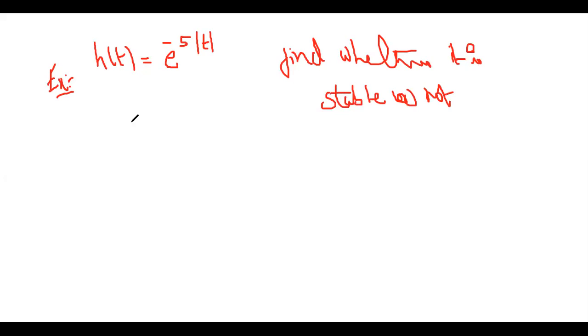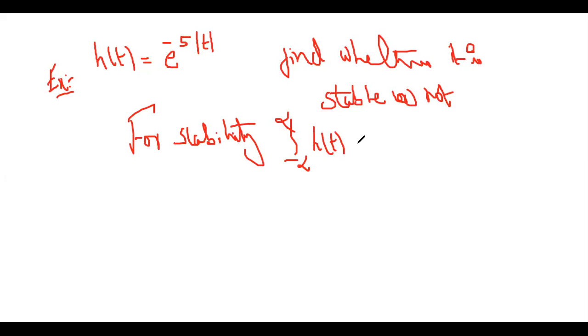So for stability, the condition is integral minus infinite to infinite h of t dt is less than infinite. If it satisfies this condition, it is a stable system. Okay, my dear student, it is a stable system. So the given h of t is e power minus 5 the magnitude of t into dt. Whether it is less than the infinite or not, we have to find out.